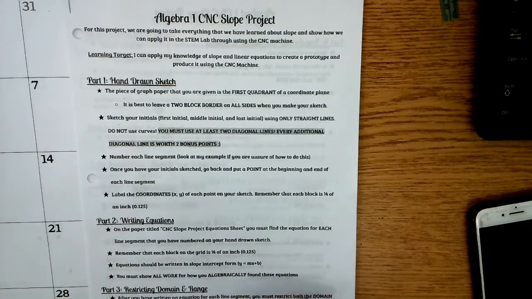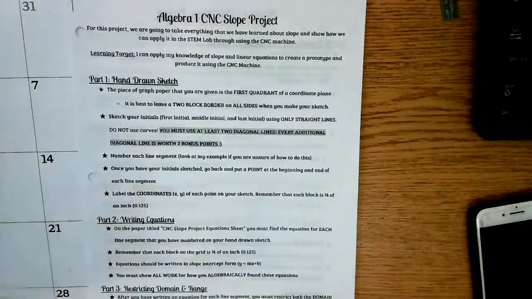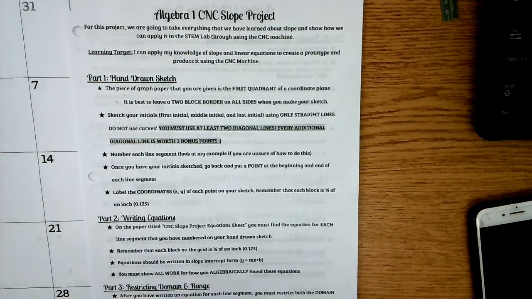So part 1, the piece of graph paper that you're given, it's going to look like this, which you already have. It is the first quadrant of a coordinate plane. So that means every single number that we're working with is positive. So we're not going to have any negatives that we're working with here for our x and y coordinates.